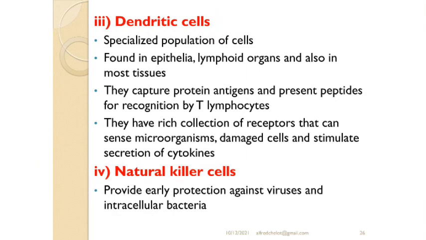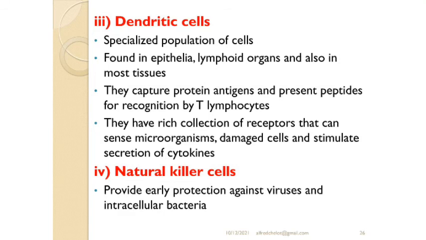Next, we have the dendritic cells, which I've said are examples of antigen presenting cells. These are a specialized population of cells found in the epithelia, the lymphoid organs, and also in most of the tissues. They present the antigens, or you can say the viral peptides, for recognition by the T lymphocytes. They have a rich collection of receptors that can sense microorganisms and damaged cells, and stimulate secretion of cytokines.